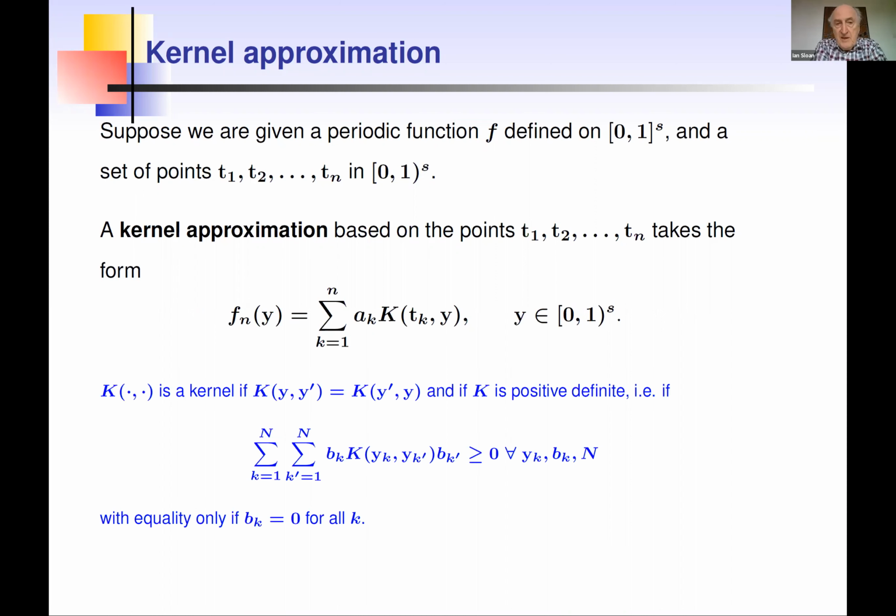Well, a kernel is a symmetric function that's positive definite. That is, if for every choice of points y_1 up to y_N, for every N, and every choice of coefficients b_k, that bilinear sum is non-negative, with equality only if b_k equals 0 for all k. So I'm talking strict positive definiteness.